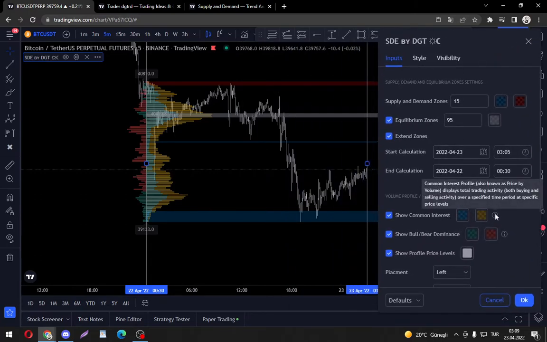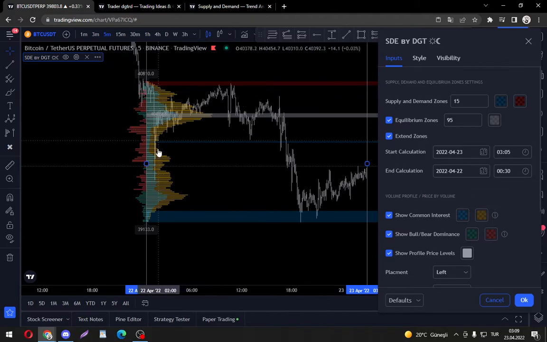What is that? Let's check. Really good explanations, DGT. Thanks, man. Common interest. What is that? Price volume. And it displays the total trading activity, both buying and selling, over a specified period of time at price levels. This, yes, trading activity. The orange is the selling, and the blue is the buying activity.